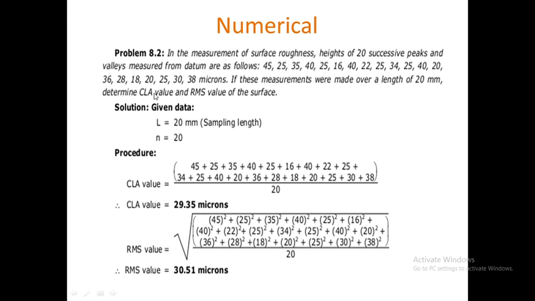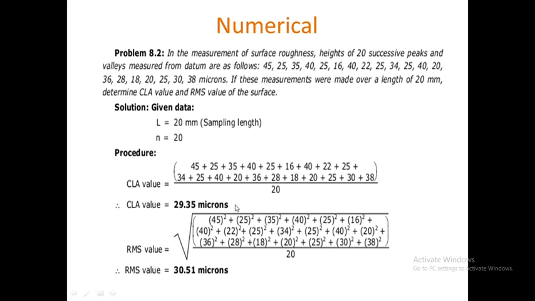Now the center line average method, or CLA value, is obtained by adding all the heights of the successive peaks and valleys measured from the given datum, and then finding the mean value. So as you can see here, CLA value is equal to, first, the addition of all the values of the peaks and the valleys, and then we divide it by the total number of divisions, which is 20. Then we get the mean value, and this gives the CLA or center line average value equal to 29.35 microns.